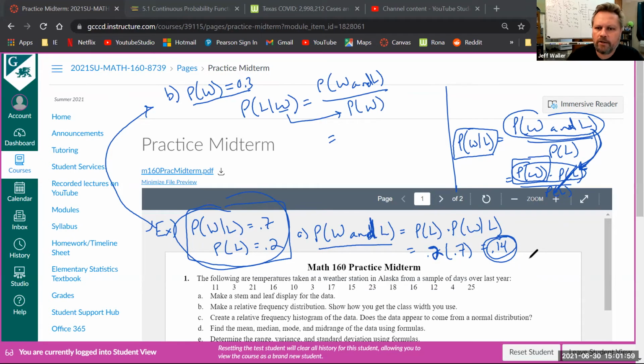Jessica and whoever else has asked me, if I'm given this kind of information, this is how I figure out what the "and" is. And then I can figure out the "given" the other way around because I know what the "and" is. So now I'm going to put in there 0.14. Is that cool? That's what the "and" is. 0.14 divided by the probability of W, which is 0.3.